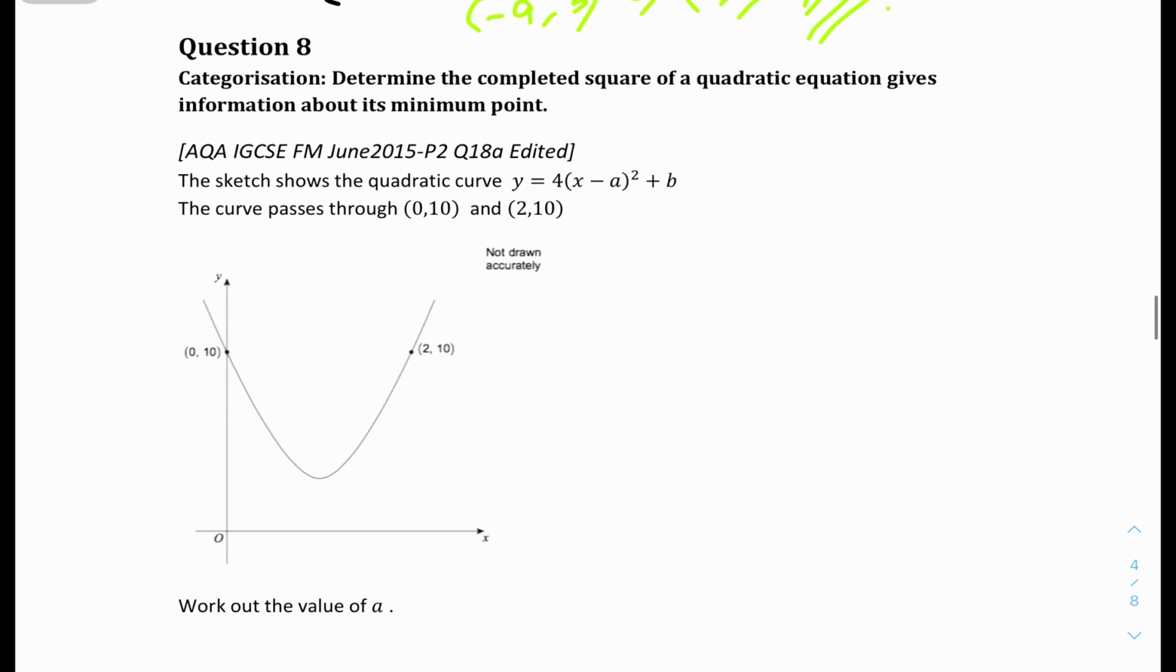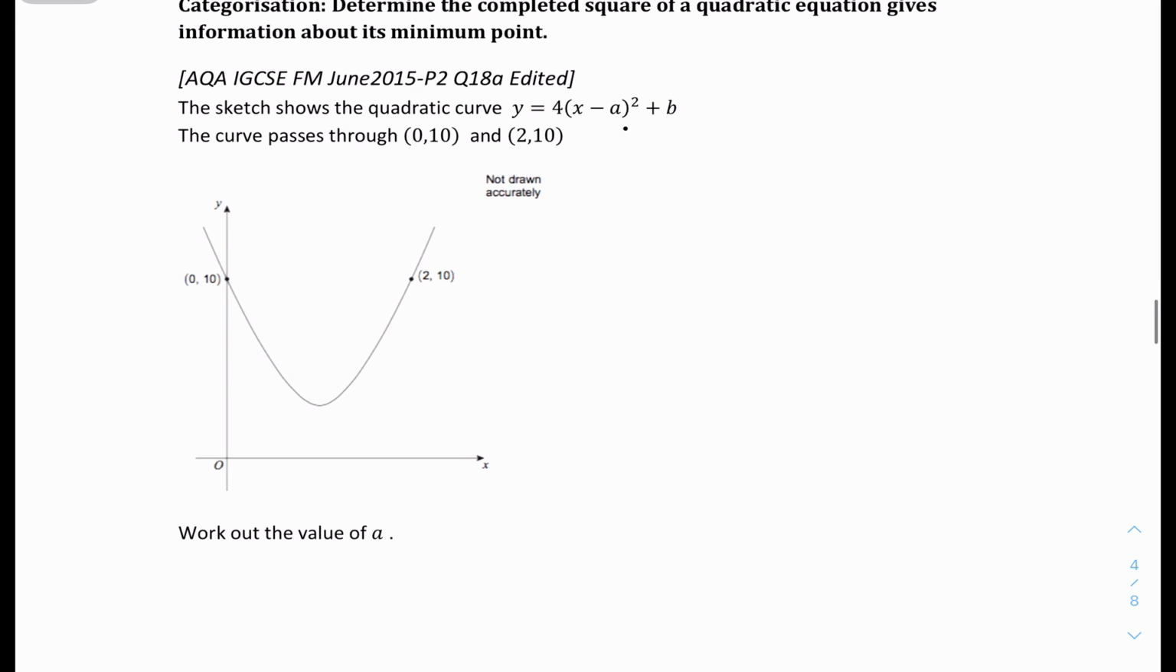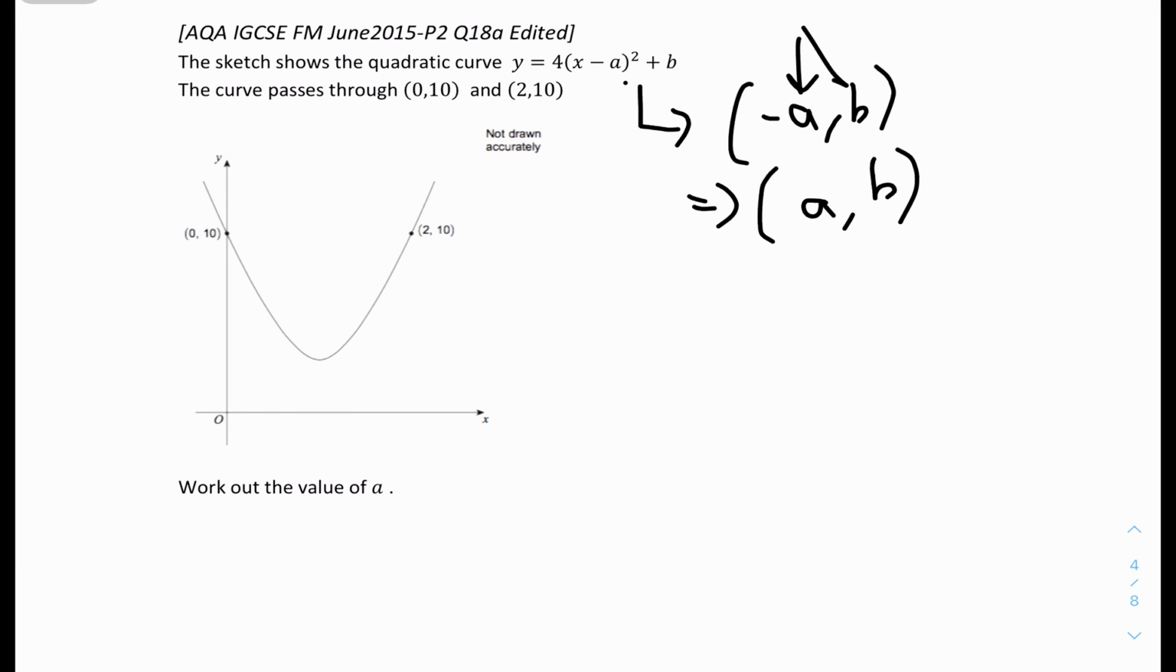Then question number 8, and it shows a curve y equals 4 and (x minus a) squared plus b. The curve passes through 0, 10 and 2, 10. Work out the value of a. So basically we know that if you convert this into the maximum or minimum point, it will be minus a, b, which is a, b. Because if you just ignore these as the point, because these are just general expression of what this turns into this. So it'll be minus a, which is just ab. So we know that this point right here is ab.